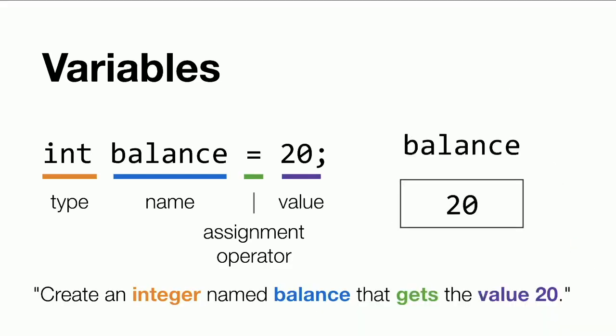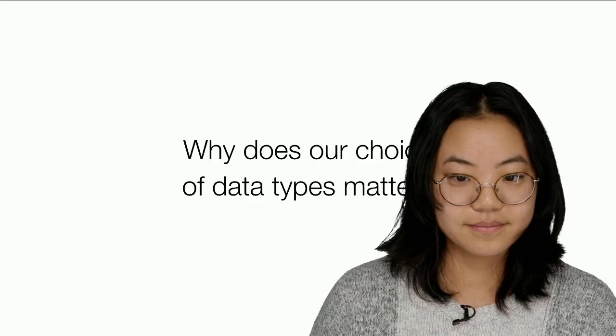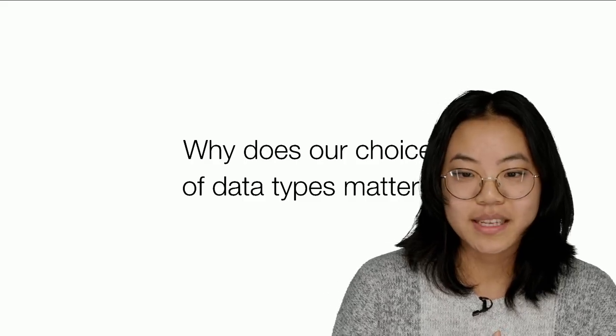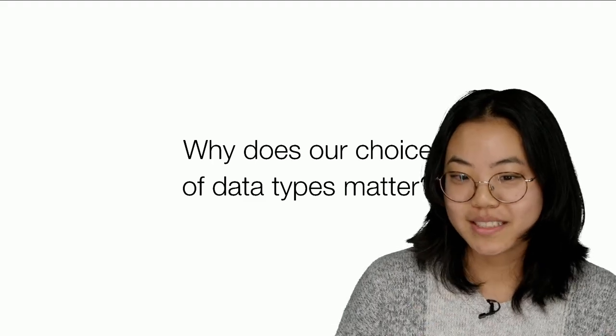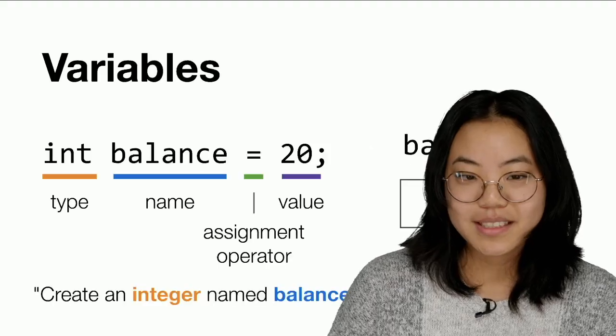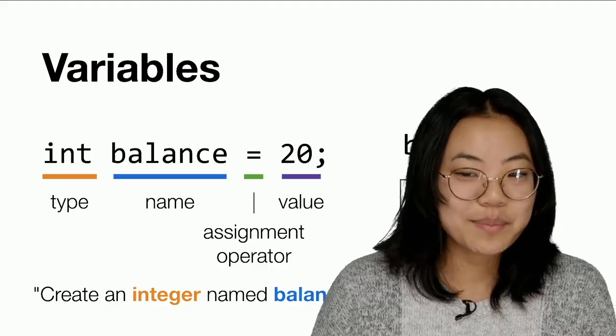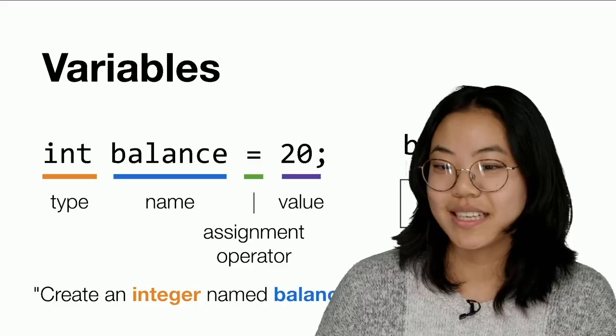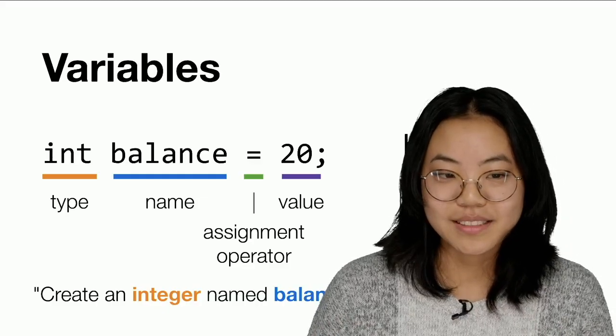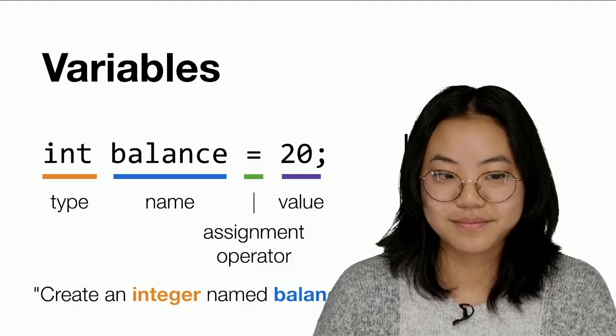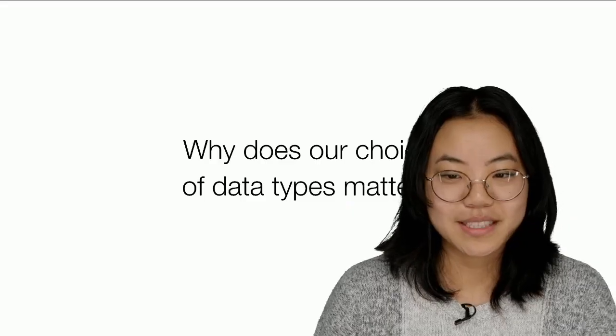So in all, when you look at this statement, you can think of it in plain English language as create an integer named balance that gets the value 20. Another question you might think about is, why does our choice of data type matter? So in this balance situation, why might I pick int? Why might I pick a different data type? And what's the consequence of that? So you can think about that for a second.